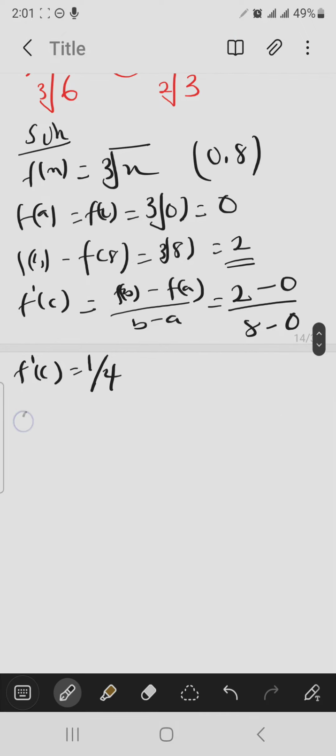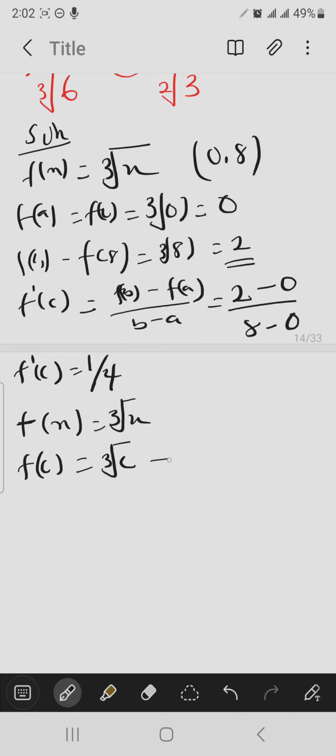And you know that f of x originally is what? Cube root of x. So now f of c will be equal to what? Cube root of c. So meaning f prime of c will be equal to what? When you differentiate cube root of x. Okay, let me go back so that this will not confuse you. This f of c will now be equal to c raised to power 1 over 3. That is what it means.